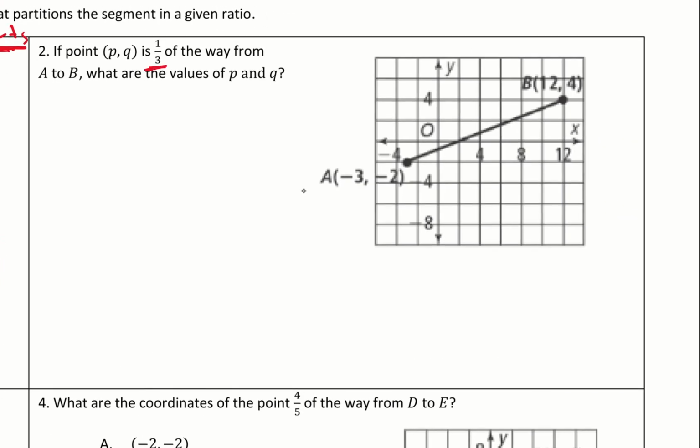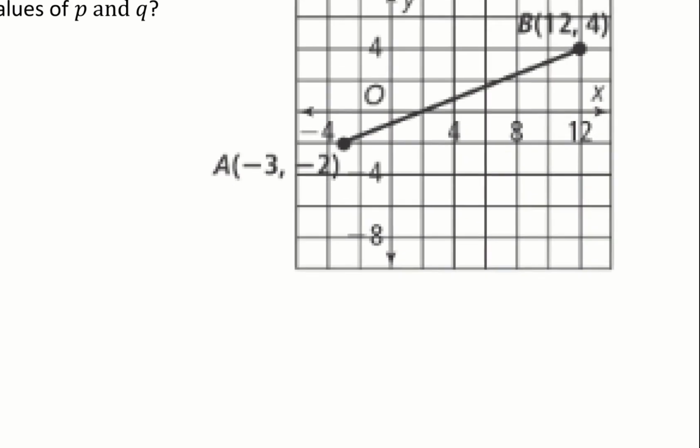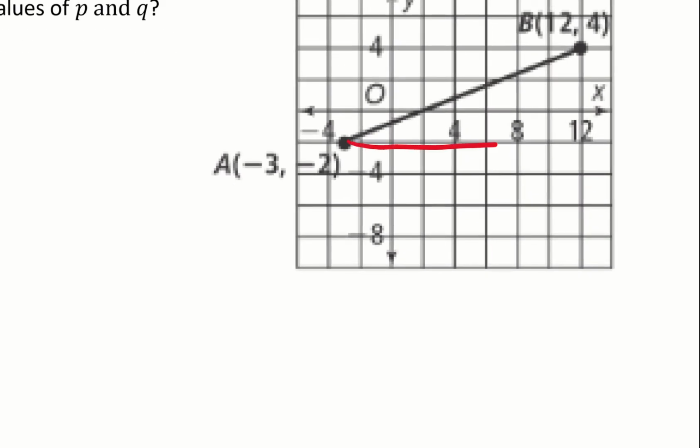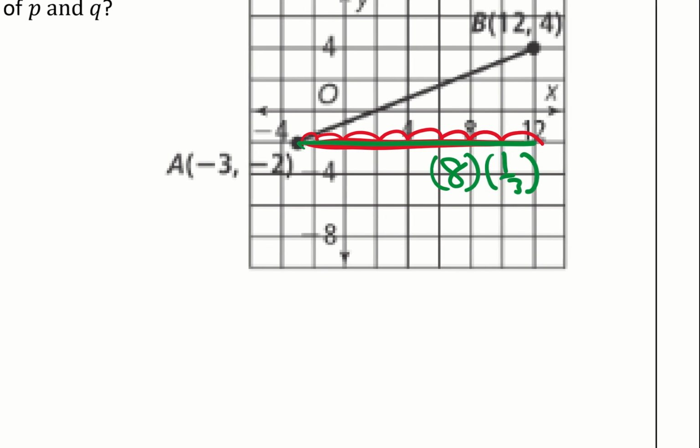It says it's 1/3 of the way from A to B. So now they give us the fraction. So let's find the distance in the x direction and the y direction. So the distance in the x direction here, 1, 2, 3, 4, 5, 6, 7, 8. And we're going to multiply that by the fraction of 1/3, right? Oh, wait, that's not by 8. Sorry. I want to make sure that I get that correctly. Because this right here is at -5. So this is 1.